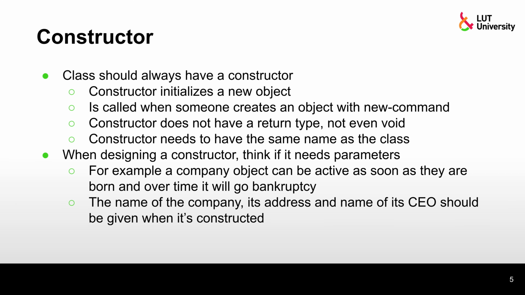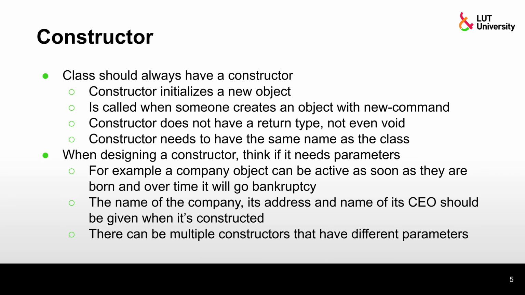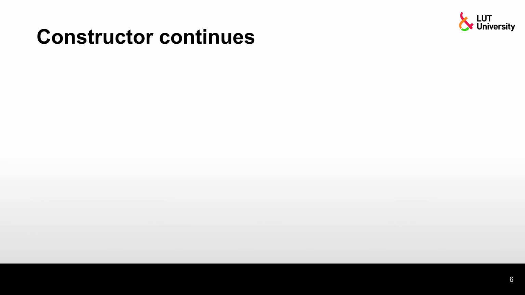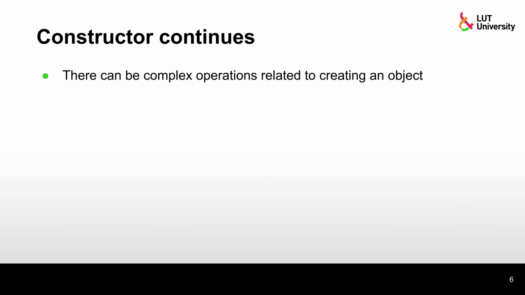So when we are creating this object, the company, it might have its address, name of the CEO, and they can be given as a constructor parameter. And then the constructor builds the object so that it has address and it has a CEO. And yes, there can be multiple constructors. And these are just simple examples. You are taking just parameters and storing them in the member variable.